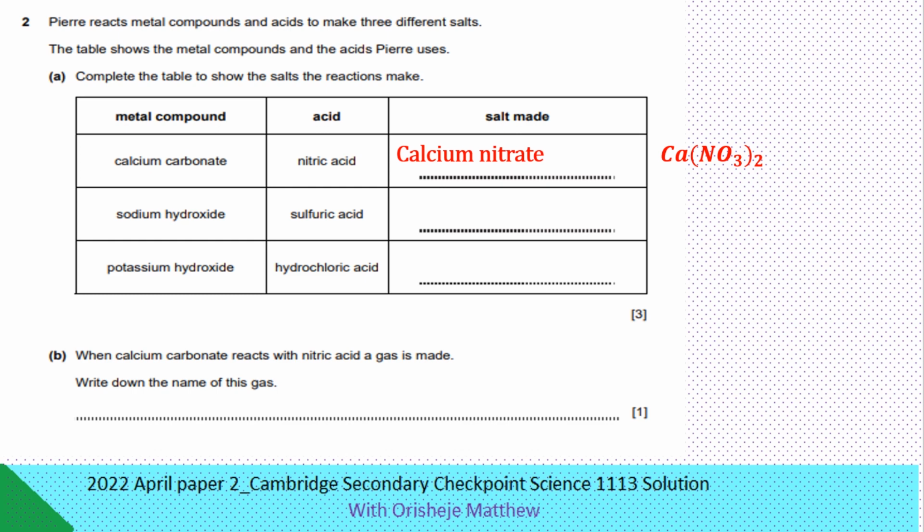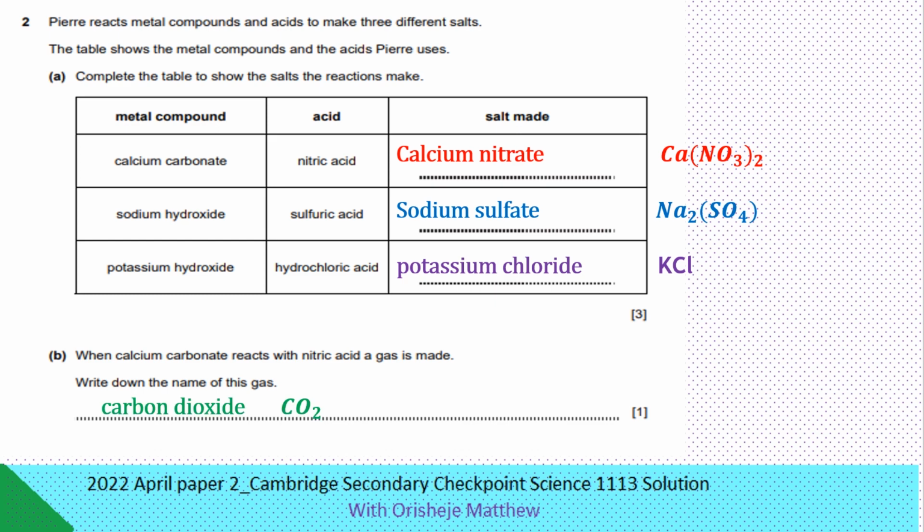Calcium nitrate, sodium sulfate, potassium chloride. When calcium carbonate reacts with nitric acid, a gas is made. The gas is carbon dioxide or carbon IV oxide.